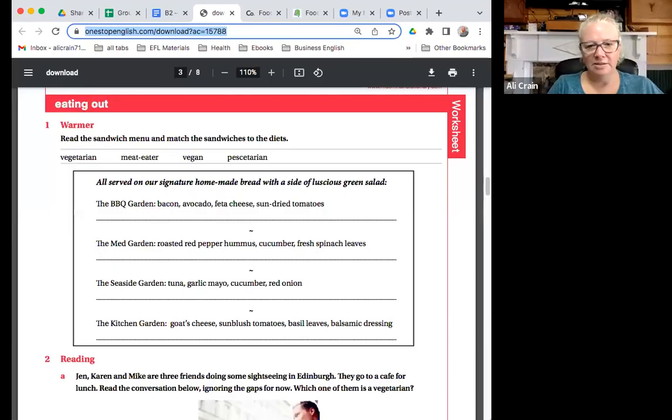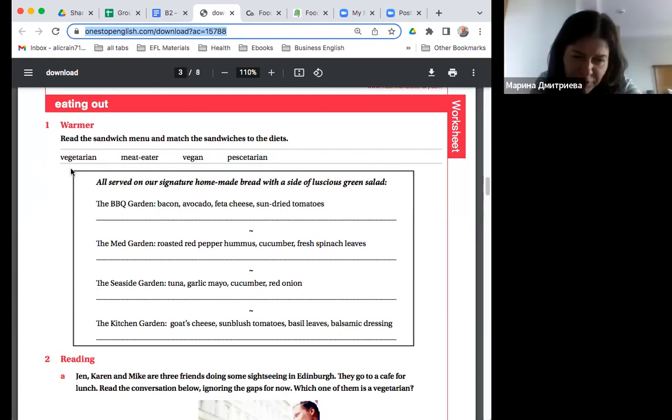All right, so I have a little lesson here where we're going to look at some terminology. With this, we're going to read this menu. These are sandwiches that are made with homemade bread and a side of salad. There are different kinds of sandwiches: one that's vegetarian, one for a meat eater, a vegan, and a pescatarian. First question: do you know these terminologies or do you need help with those explanations?